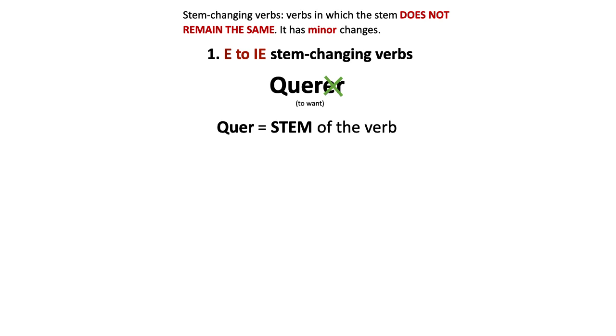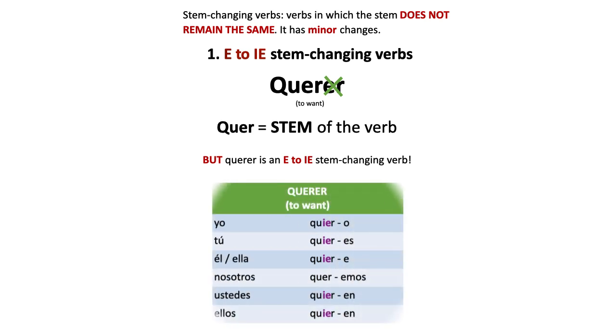However, querer is not your standard regular verb. It is an E to IE stem changing verb. What do I mean by this? Let's look at the actual conjugation of querer. You have it right here. Yo quiero, tú quieres, él, ella quiere, nosotros queremos, ustedes quieren, ellos quieren, right?